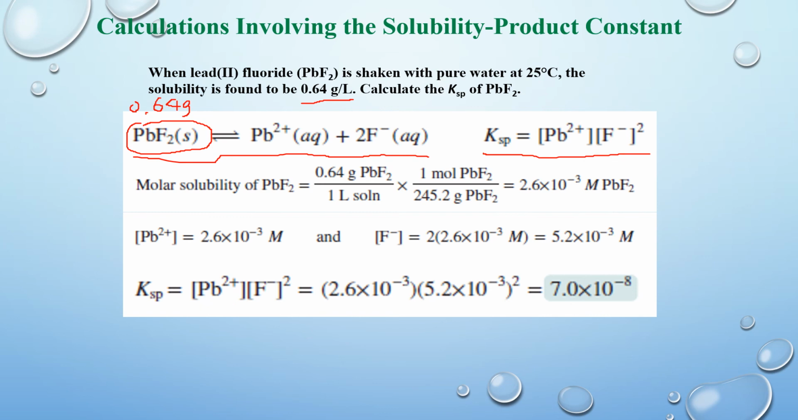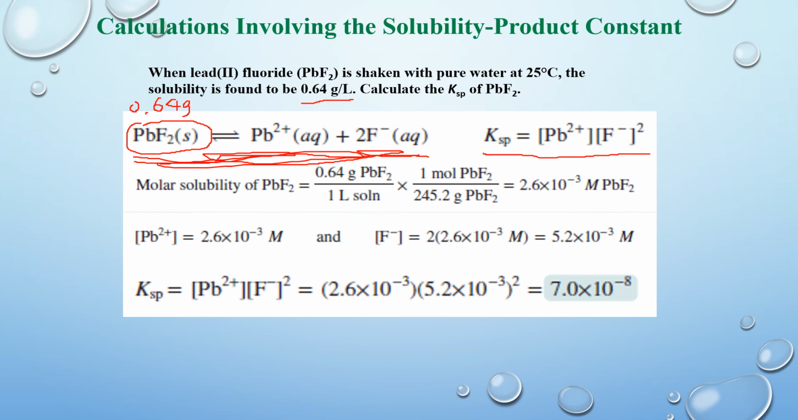So if 0.64 gram of this solid is dissolved in 1 liter, what's the concentration of the metal cation and the fluoride? Right, so now the question becomes easier, because we have the balanced reaction here with the correct coefficients. So if we know the concentration of one of the reactants or the products, we can calculate the concentration for the others based on the stoichiometry.